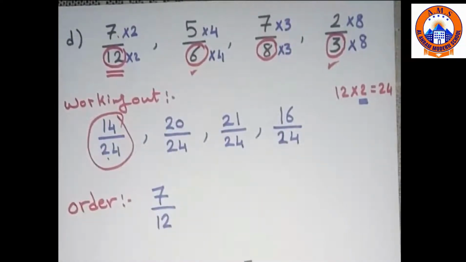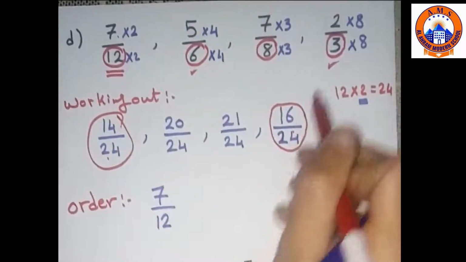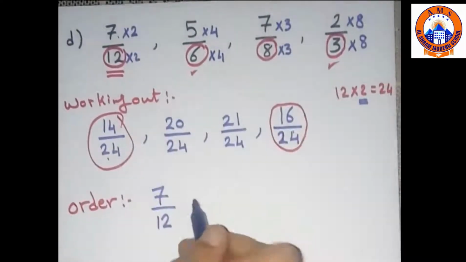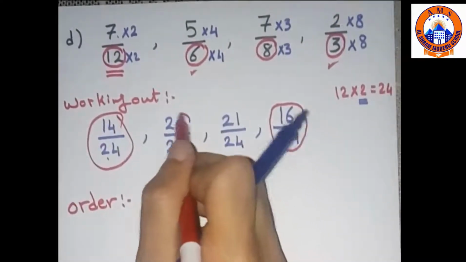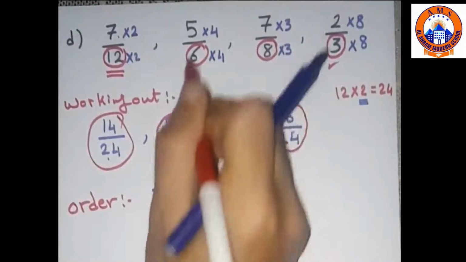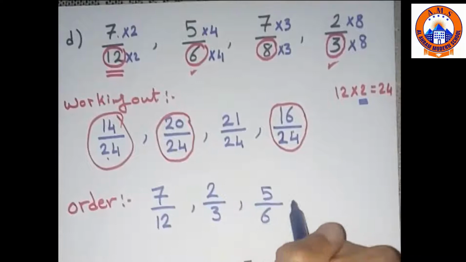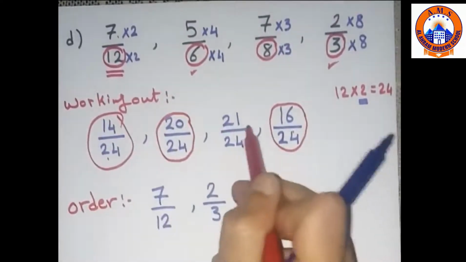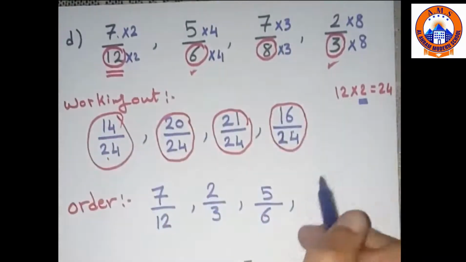And the second one is 16 over 24, which was 2 over 3. Then the next one is 20 over 24, which was 5 over 6. And the last one is 21 over 24, which was 7 over 8.